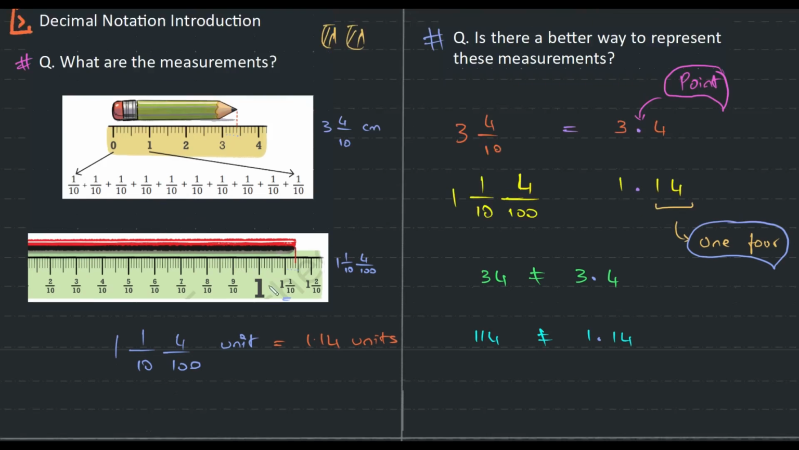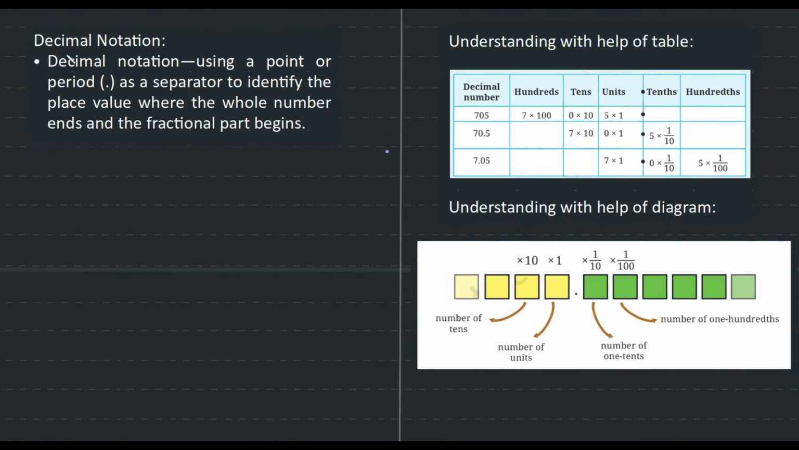So this particular dot has a special name. This is known as decimal notation. Decimal notation uses a point, also known as a period, as a separator to identify the place value where the whole number ends and the fraction part begins. So basically you have it over here. It's a good summary of the decimal point. When you have a period or a point, the values before it are all integers and the values after it are all fractions.